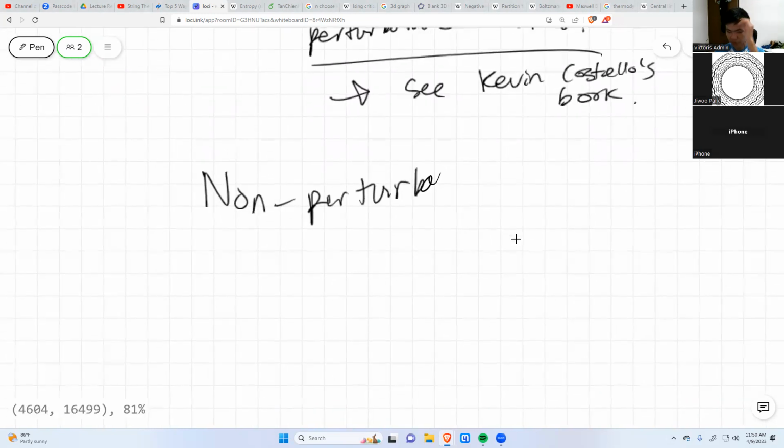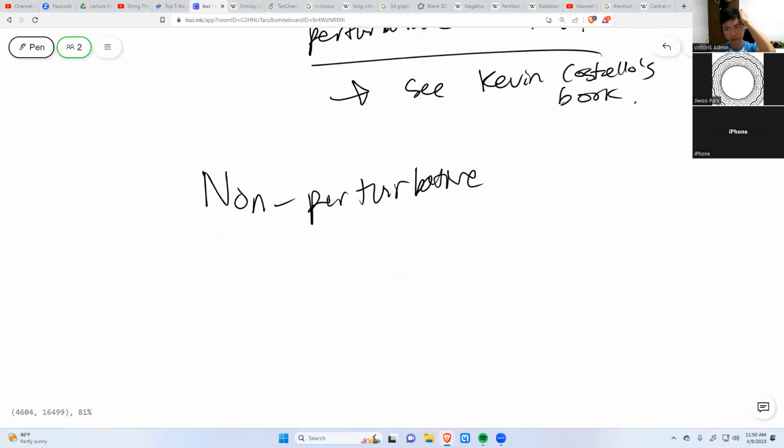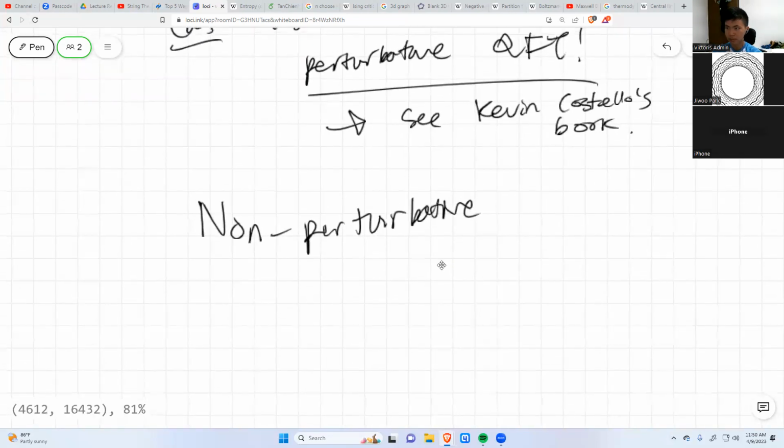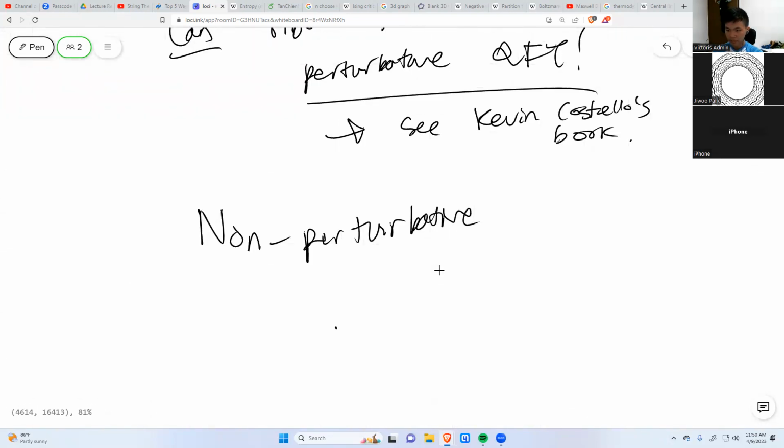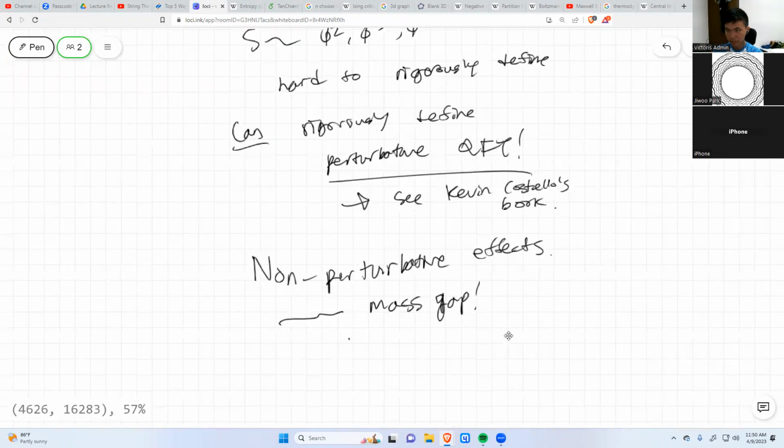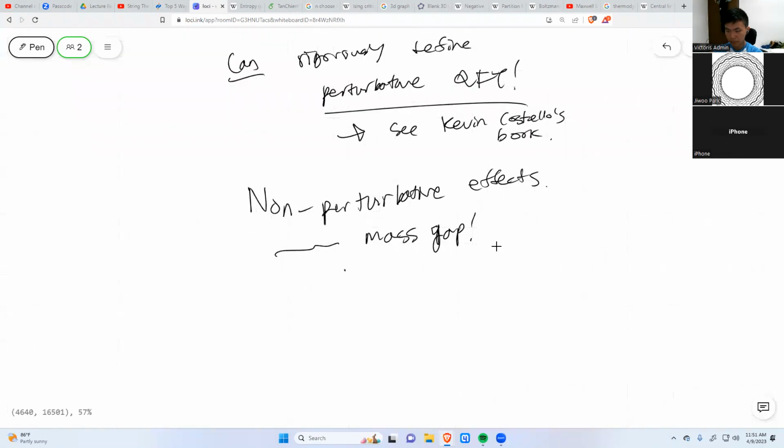By Kevin Costello's book, you're referring to the renormalization and effective field theory, right? Yeah. Non-perturbative effects, and this is exactly the effect that's in the mass gap. I won't go into detail about this, but the mass gap is a non-perturbative effect in Yang-Mills theory. So if you want to understand the mass gap, you have to come up with a mathematically rigorous, non-perturbatively complete definition of a strongly interacting quantum field theory, and that's why it's such a big problem.